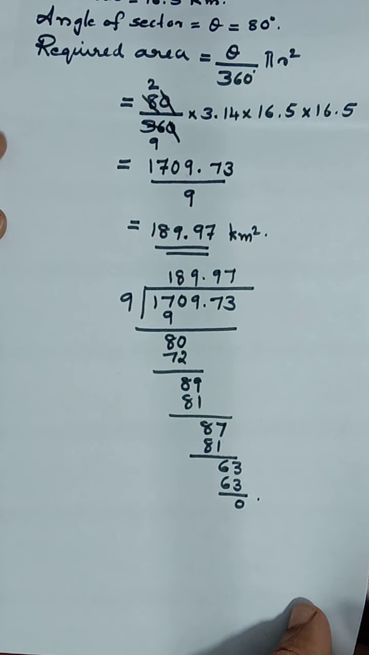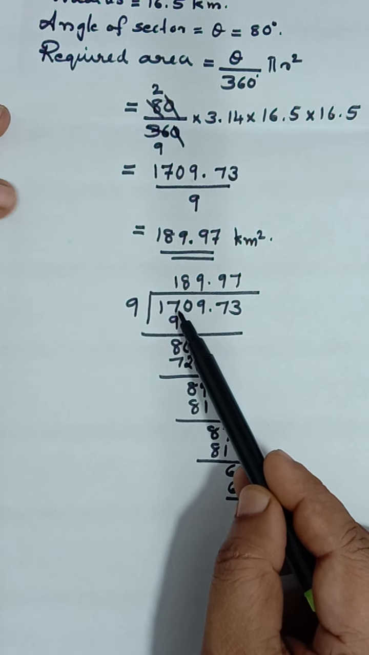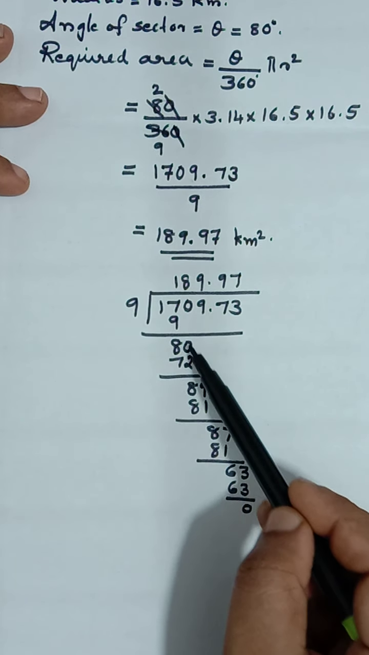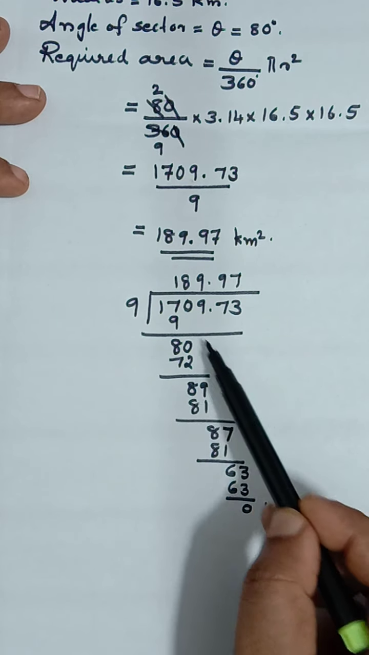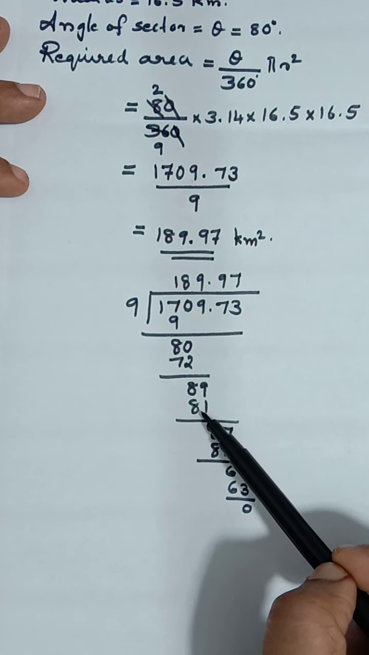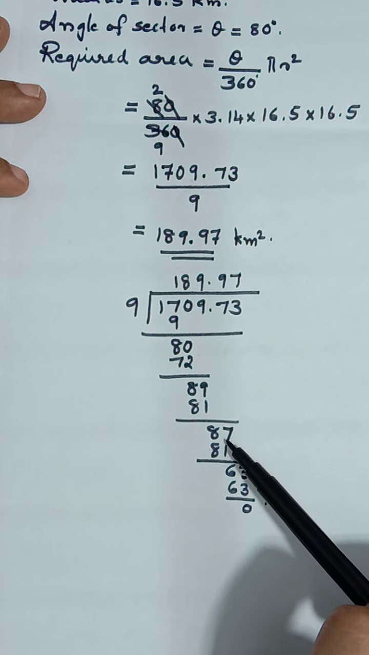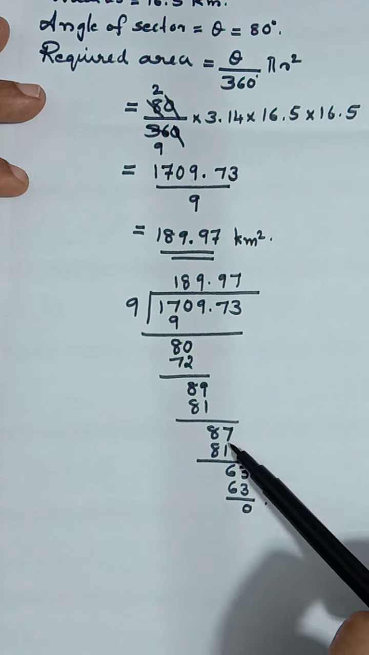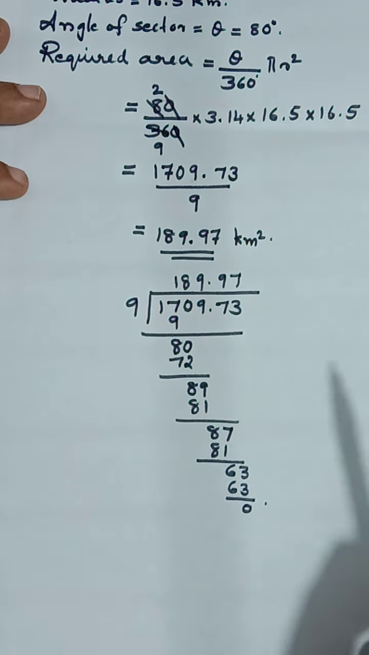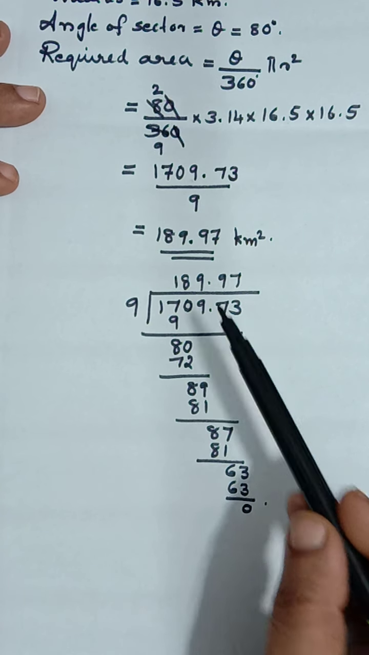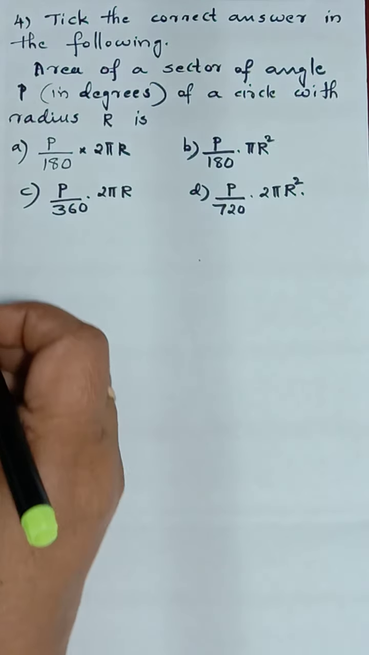First we divide 17 by 9, only one time. 9 comes. Subtract, 8. 9 8s are 72. Subtract, you get 9. 9 9s are 81. Subtract, 8. After the decimal, you bring down 7, 9 9s 81, bring down 6, then 3, so 9 7s are 63. So you get the answer 189.97 square kilometers. These are all textbook questions we are discussing.